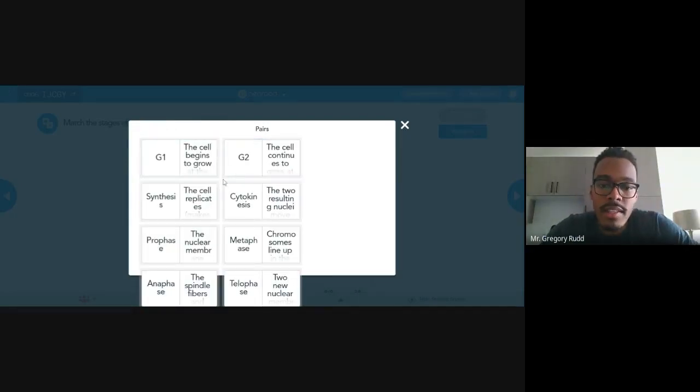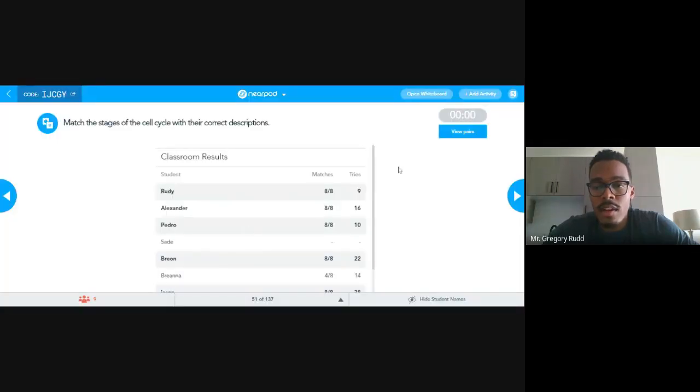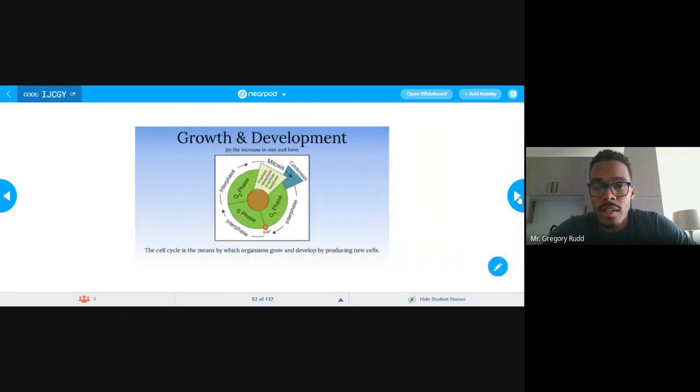At this point, it begins the M phase portion of the cell cycle, which is mitosis. So the first part of mitosis is prophase. The nuclear membrane dissolves, the chromatin condenses, spindle fibers form and move into place. All right, so let's take a look at this. I want to keep going. So this might be a good slide to take a picture of or a screenshot. The cell cycle is the means by which organisms grow and develop by producing new cells.